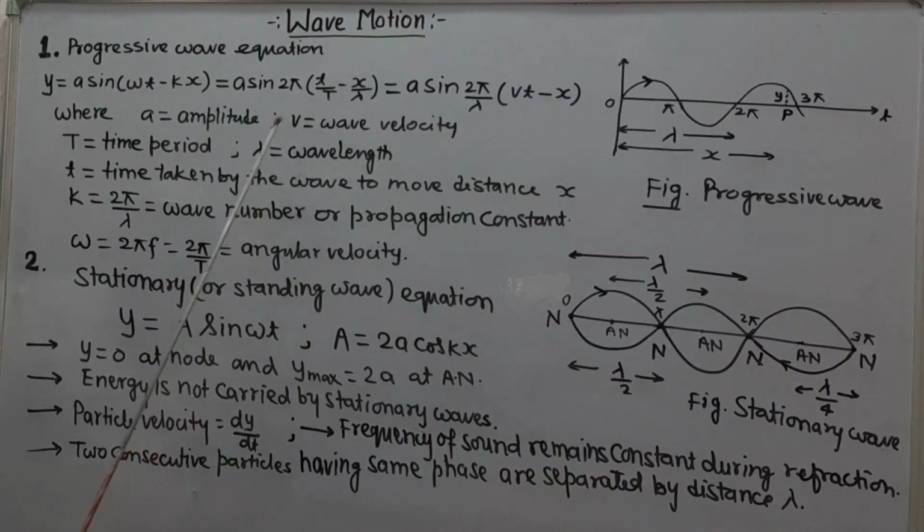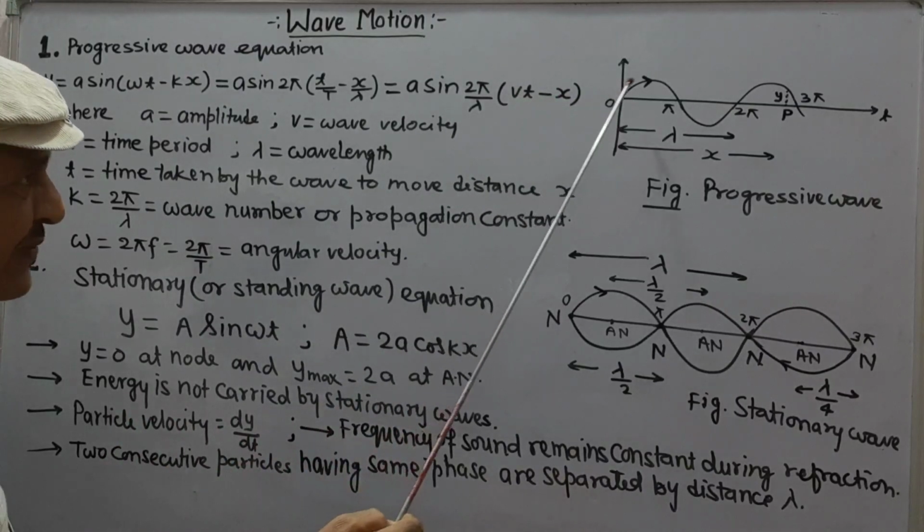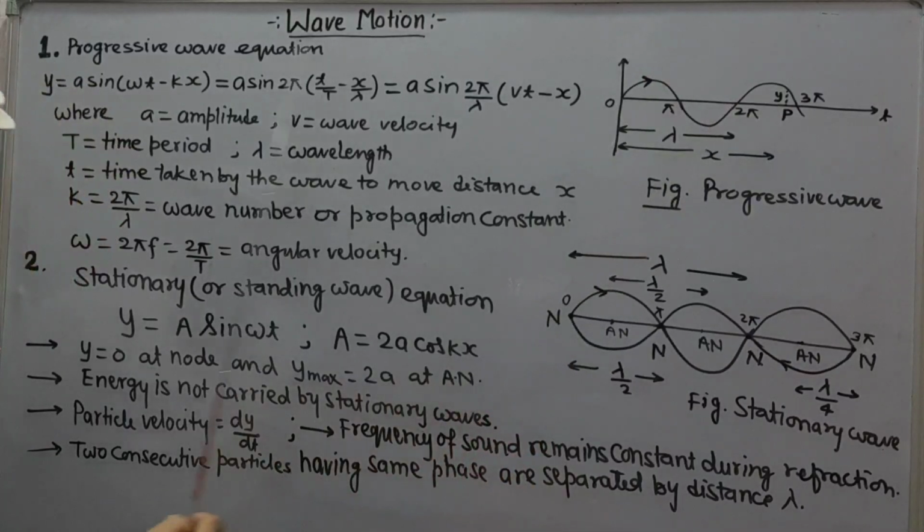v is the velocity of the wave. k is a constant known as wave number or propagation constant, which is equal to 2 pi upon lambda. Angular velocity omega is equal to 2 pi f, which is also equal to 2 pi by capital T, where f is frequency. When the progressive wave is moving in the opposite direction, then the minus becomes plus in all these three formulas.